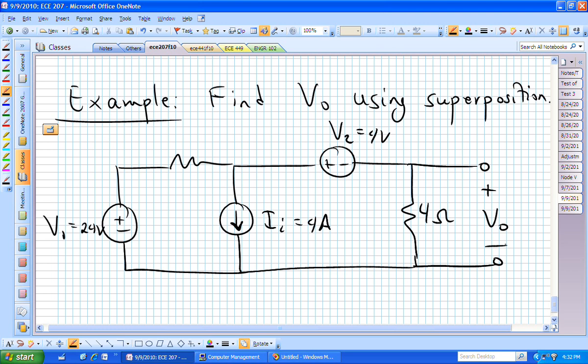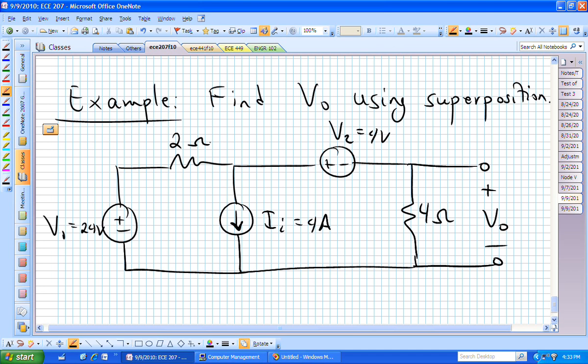Oh, and I didn't even label this top. Maybe I said it. This one's 2 ohms. What we want to do, so this is an example to illustrate the concept of superposition. How many independent sources do we have? 3. There are my 3 sources.